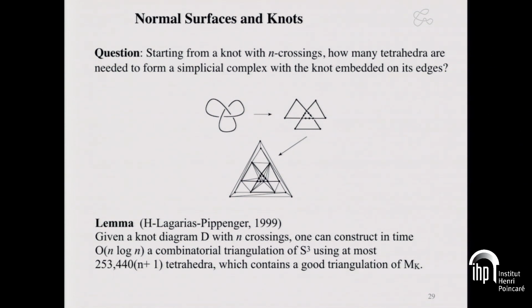And that was just in S3. That was for knots in S3. For knots in a manifold, it's even more complicated. So combinatorial means the knot is an element.